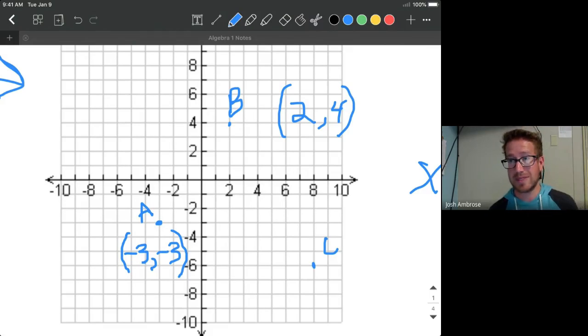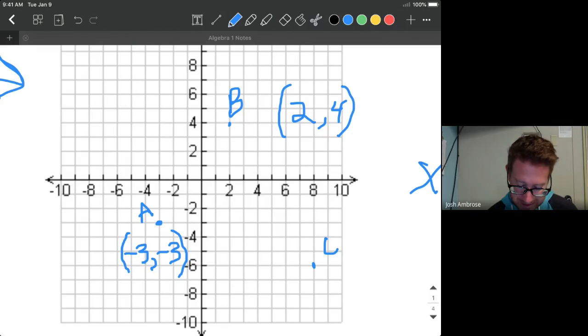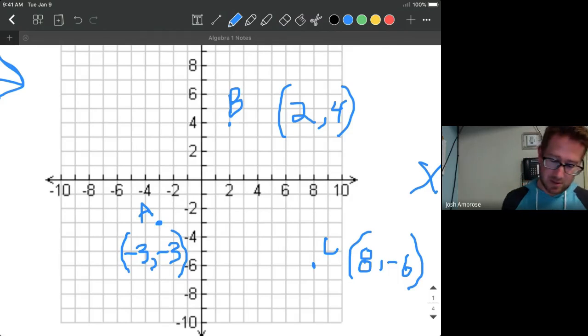Last one that we're going to do here is point C. And point C, if you follow where that dot is, you're moving to the right. We're trying to figure out how many times we are moving to the right. We are moving to the right 8 times. So the first thing we're going to put here is a positive 8, comma, and then we're going down, meaning negative. And where do we go down? Looks like a negative 6 lines up perfectly. So negative 6. All right. So 8, comma, negative 6 for point C.